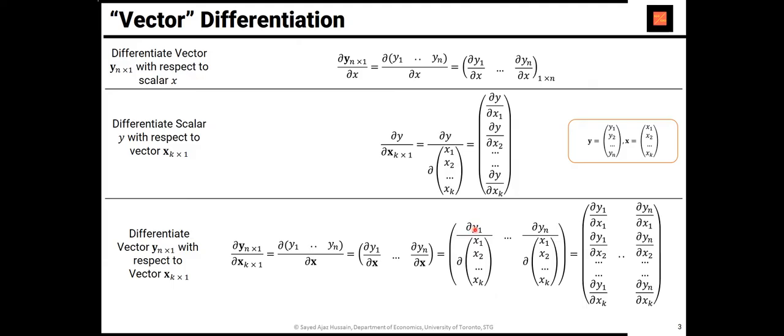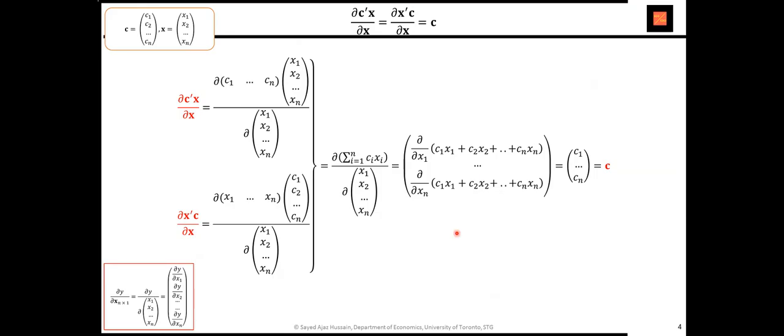So dy1 dx1, dy1 dx2, and so forth. You do this for the entire y1 element, same thing with y2, all the way to yn. You can see dyn dx1, dyn dx2, and so forth. Using these rules, let's see now what actually happens if you do this derivative.